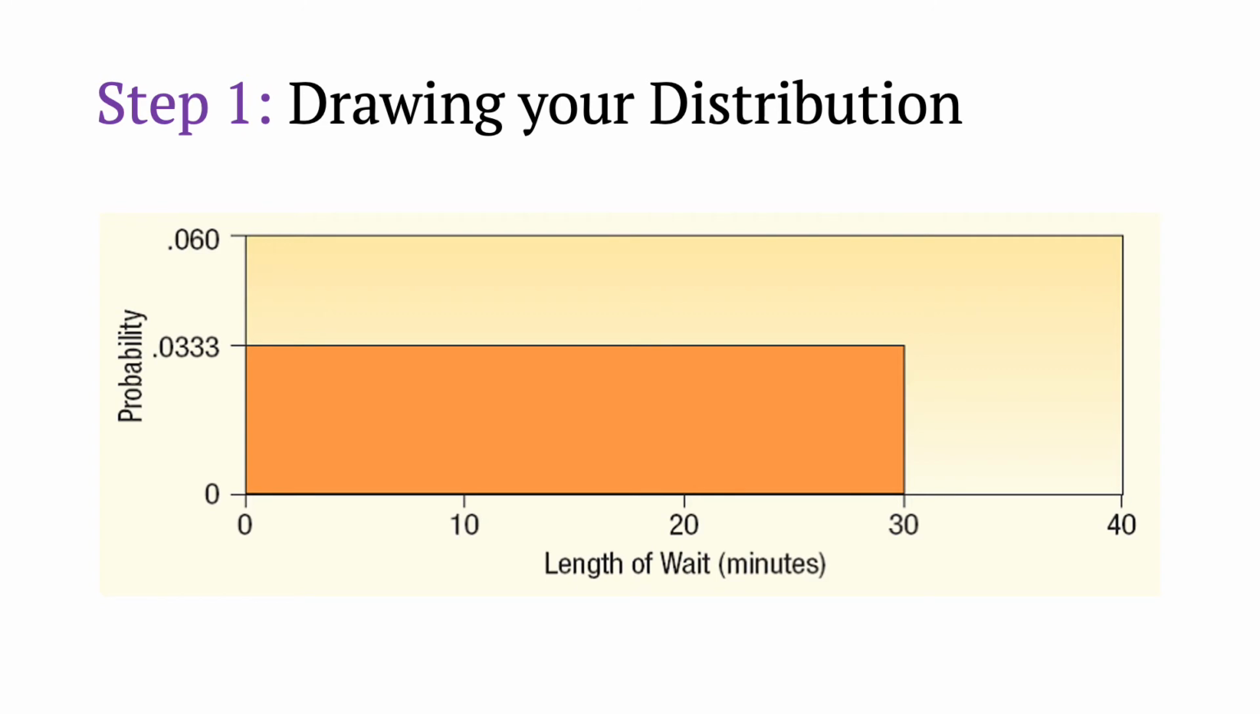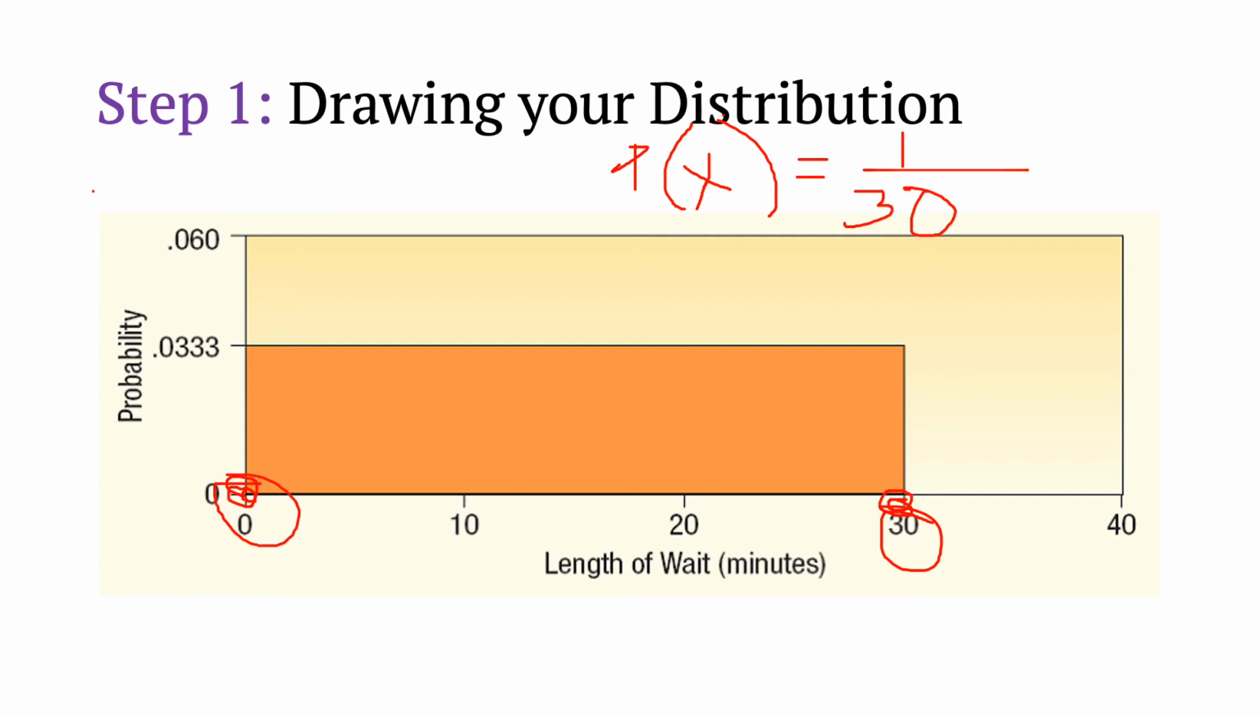So in this example, we said the initial starting point of this was the student may wait 0 minutes or the student may wait 30 minutes. Now recall that the probability of any x value, any given outcome in this distribution, is going to be 1 over the max minus min, in this case 30 minus 0, which would be 1 over 30, or 0.0333.